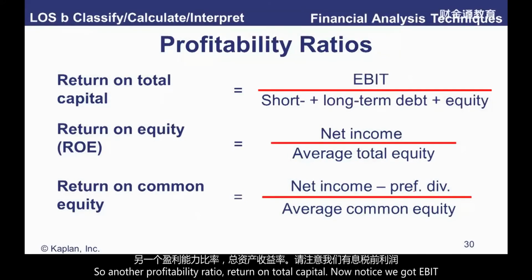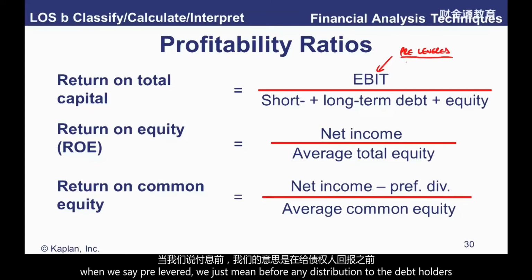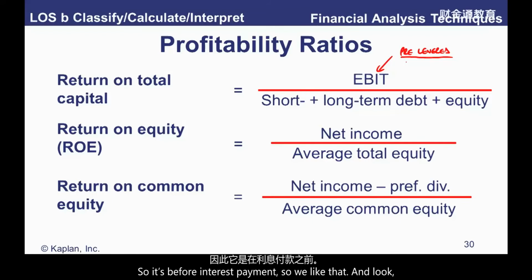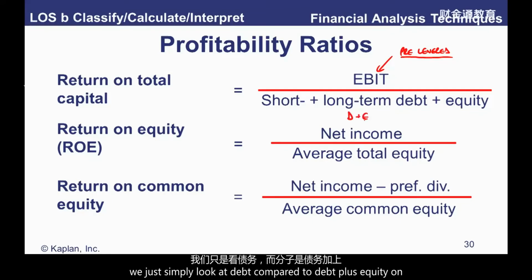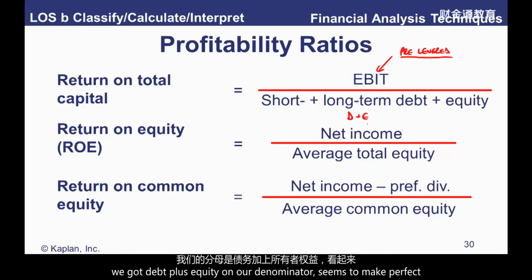Some other profitability ratios, return on total capital. Now notice we've got EBIT. Now EBIT of course is pre-levered. And when we say pre-levered, we just mean before any distributions to the debt holders. So it's before interest payments, so we like that. And look, we're just simply looking at debt compared to debt plus equity on our denominator. I have no problems with this. We've got a pre-levered measure of earnings on our numerator and we've got debt and equity on our denominator. Seems to make perfect sense to me.